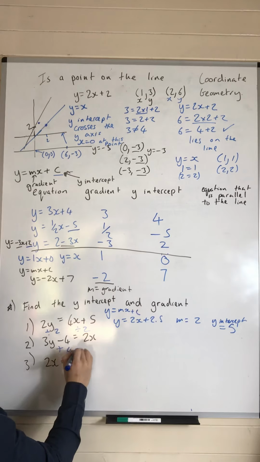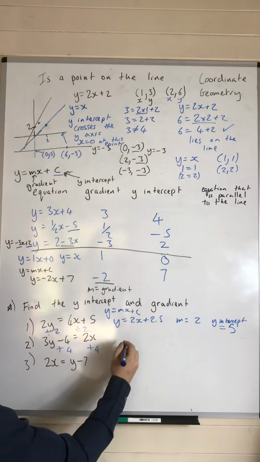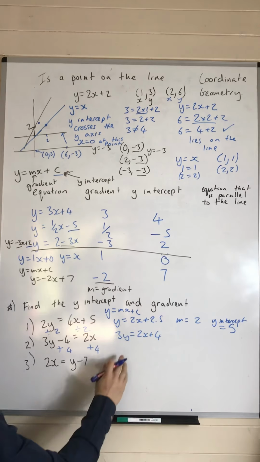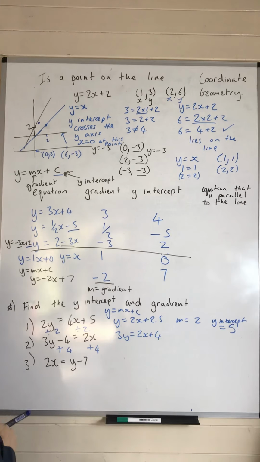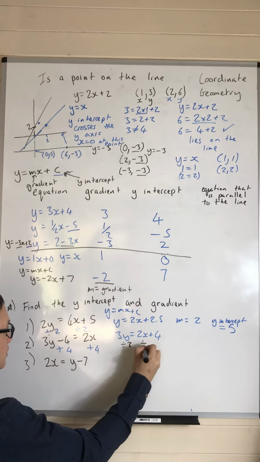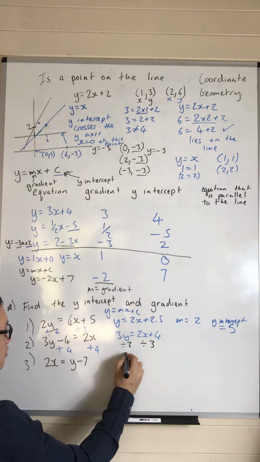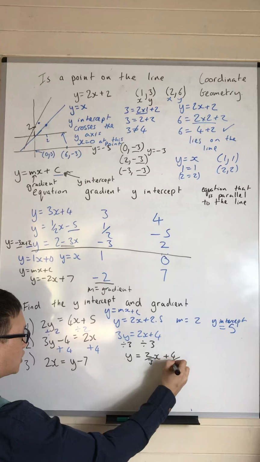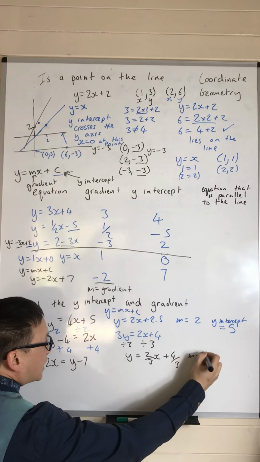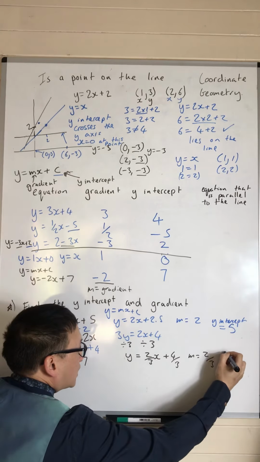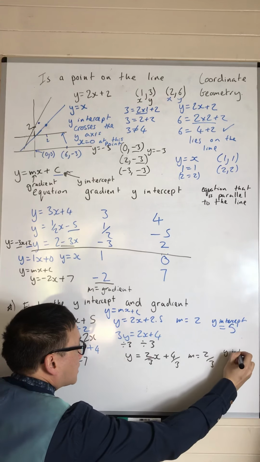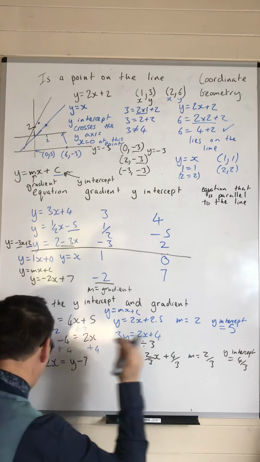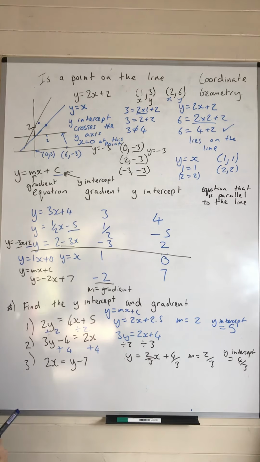This one, is it rearranged into the form y equals mx plus c? Well, let's just add 4 on both sides. So now we get 3y equals 2x plus 4. We're almost there. Now we just need to divide by 3 on both sides to get y equals 2 over 3 x plus 4 over 3. So m in this case is 2 over 3 and the y-intercept equals 4 over 3.